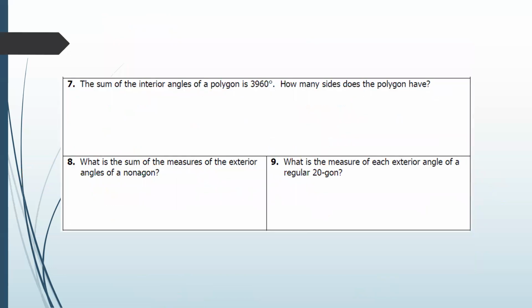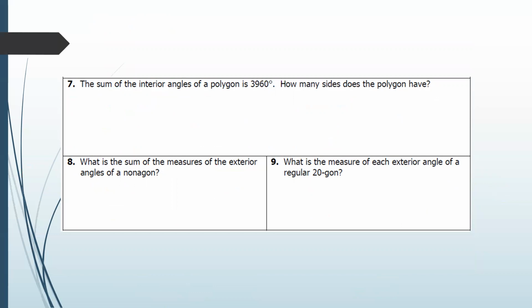All right, number 7. Number 7 is just like the problem we just did. The only thing that's different is the sum of those interior angles is a different number. Can you figure out how many sides this polygon has? This one's not multiple choice, so you're going to have to use algebra to solve it. But you can do it.